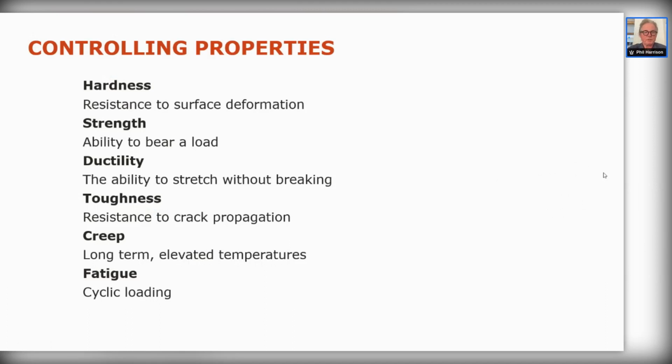Then we have toughness. Toughness is the resistance to crack propagation. It is not the resistance to crack initiation. A material might already have a crack of some form in it, for example a machine mark, or it might have been caught by a screwdriver or something. That can be cast as a crack. Toughness is the resistance to propagation of that crack through the material.